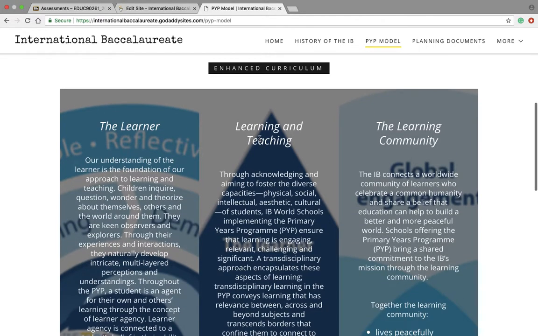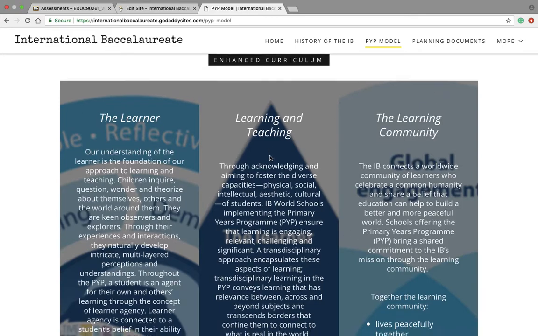In order to understand how this website works, I've broken up the components into the new enhanced curriculum: the learner, learning and teaching, and the learning community. For the purpose of this assessment, let's begin here.